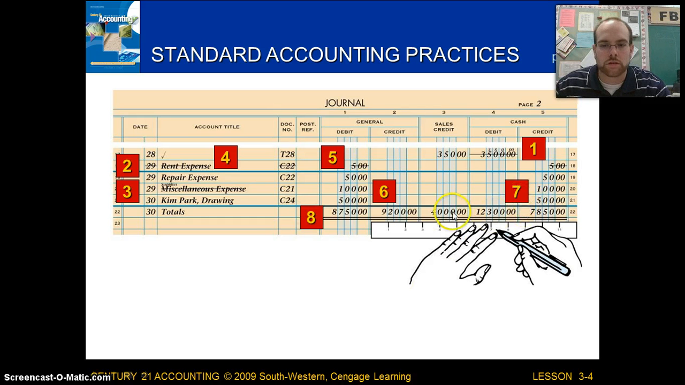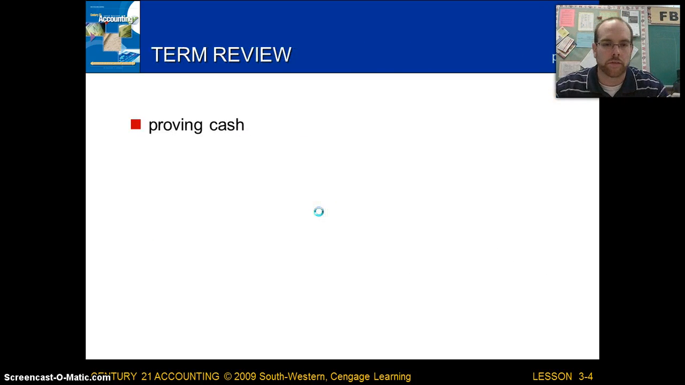Seven, you just want to make sure that you have those double lines and you're doing the same thing, that both of these are equal. Eight, you want to make sure that you have a double line down there. And then nine, neatness is very important in accounting practices. So you use the ruler so that everything looks straight and defined.